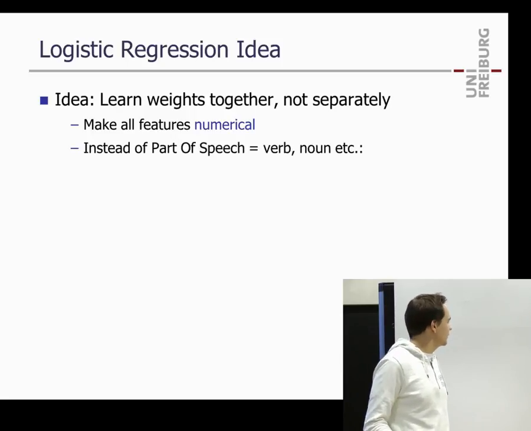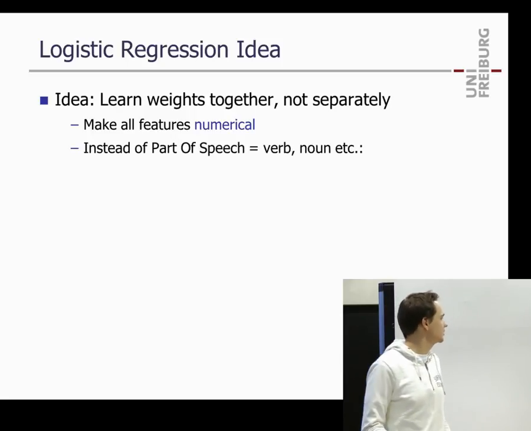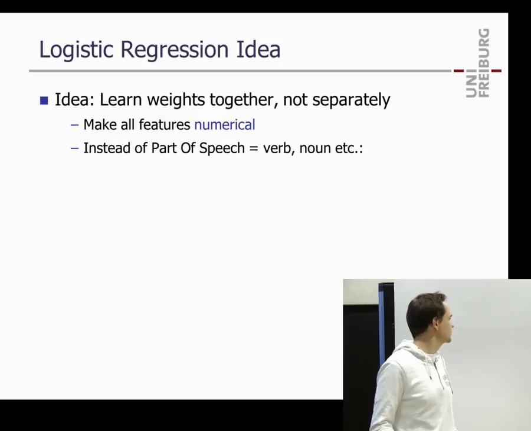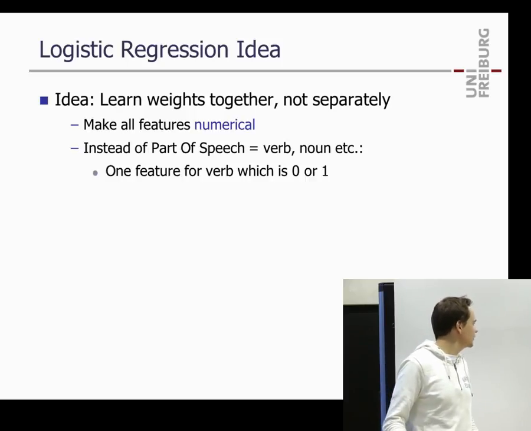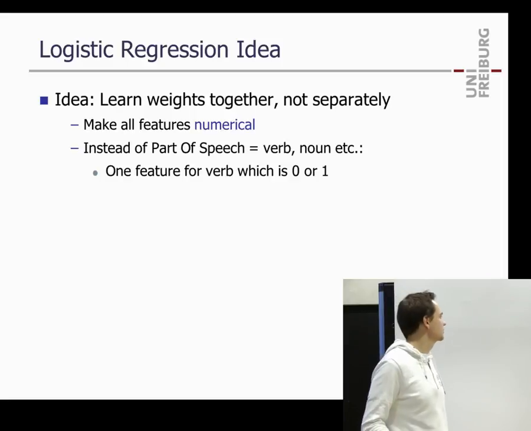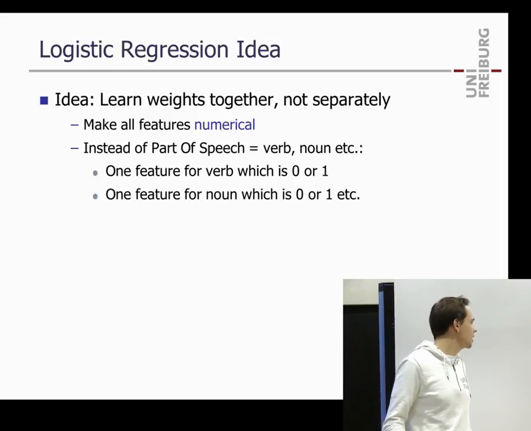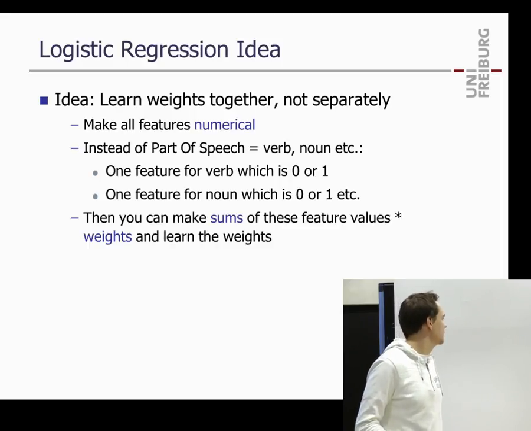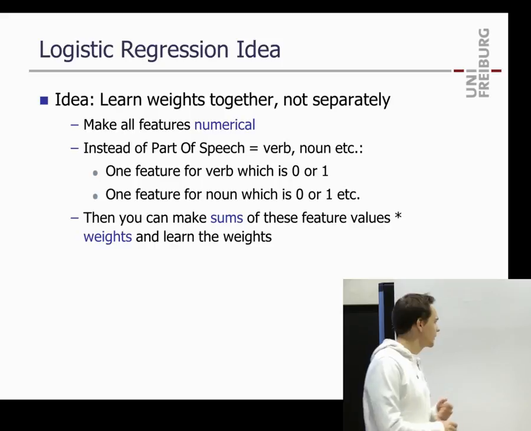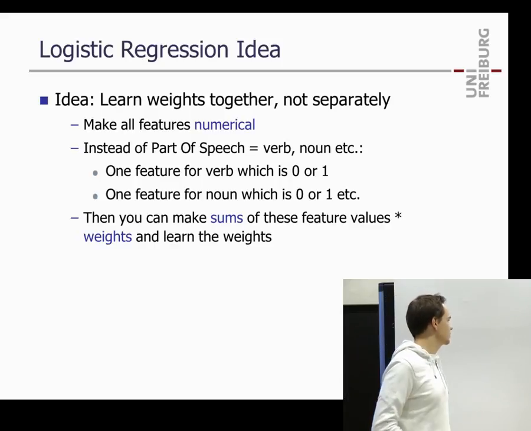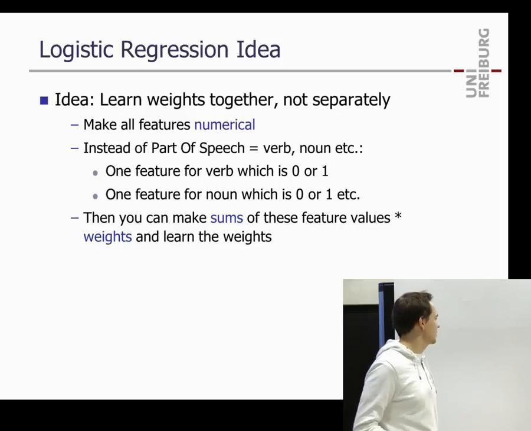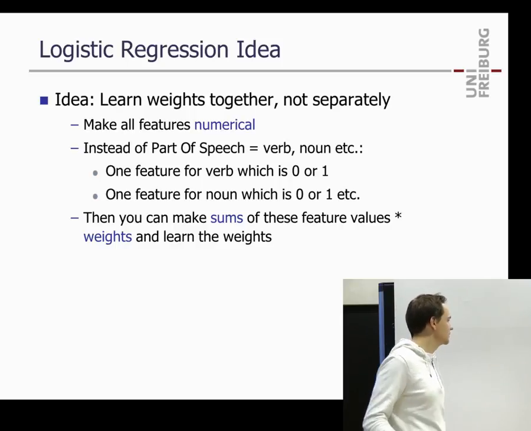So for example, before, you had these categories, part of speech, it's a verb or a noun or this or that. And now you make one feature for each category. So one feature for verb, it's 1 if it's a verb, it's 0 if it's not a verb. You make one feature for noun, 1 if it's a noun, 0 if it's not a noun, and so on. Then you have just numbers, and now you can combine them by making a sum. So you could make a sum of all the feature values times some weights that you have to learn, which are similar to these probability values. Yeah, and you have to learn them.